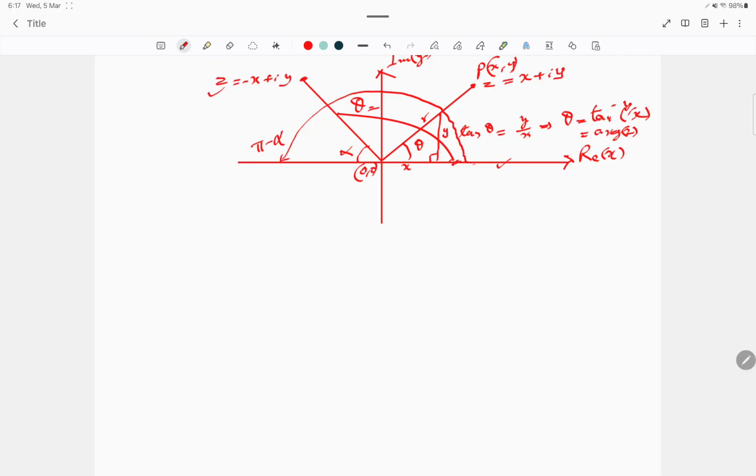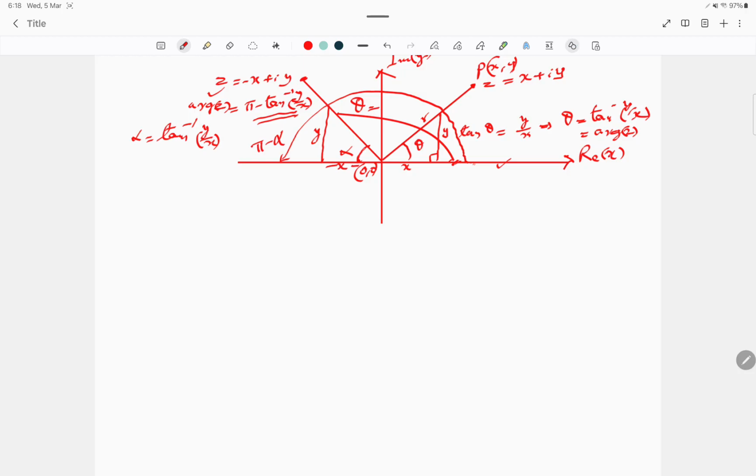So what is alpha now? Again, if we draw a perpendicular line here, this is y and this line is x. So alpha equals inverse tangent of y by x. That's why the argument of this complex number will be pi minus tan inverse of y by x. So this is the argument in the second quadrant.